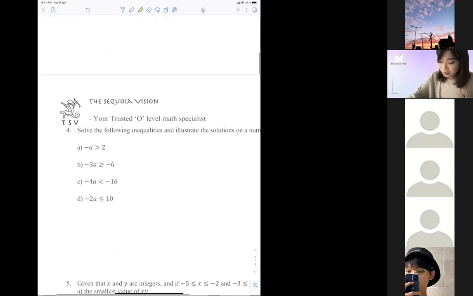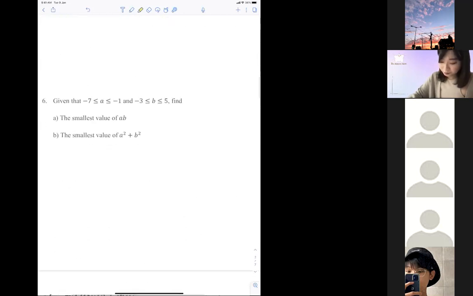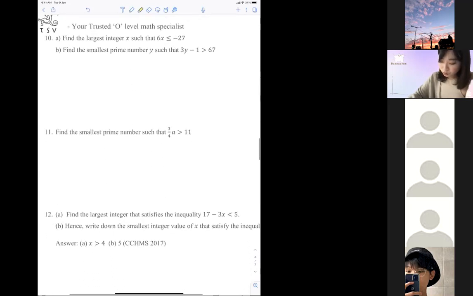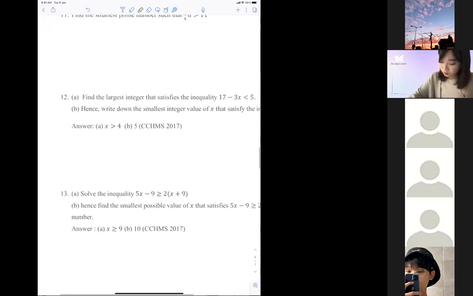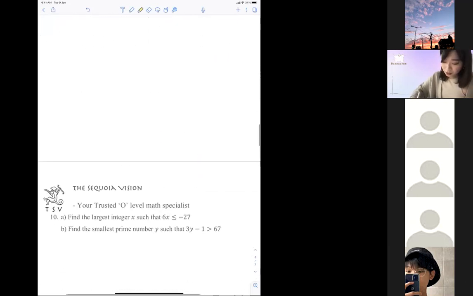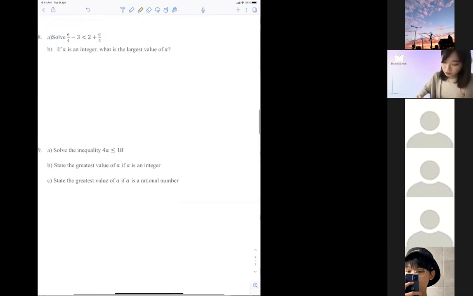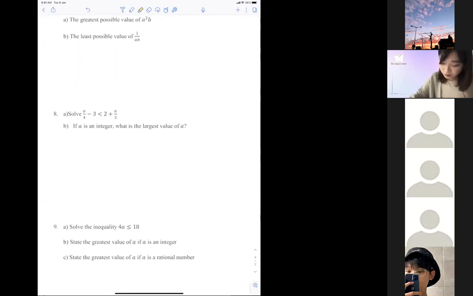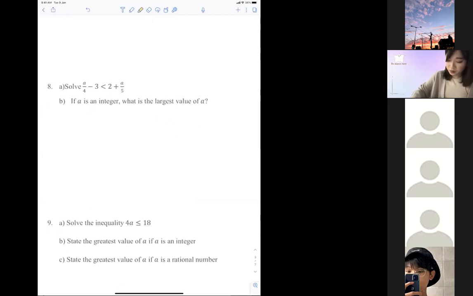So the first few parts are quite easy. I'm going to skip that and come back to it later. What I want to go through are these questions. Can you help me flip to question 8? The most common question for inequality is when they ask you to solve. I know Sec 3 and 4 inequality is not this easy, but let's start from the basics first.